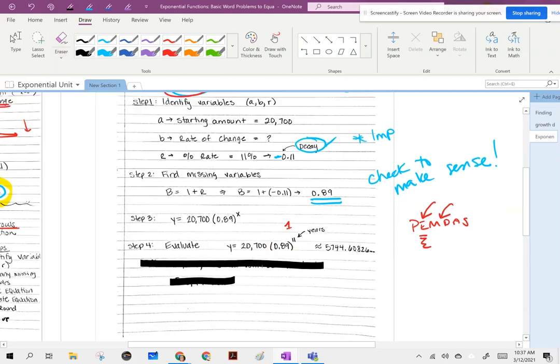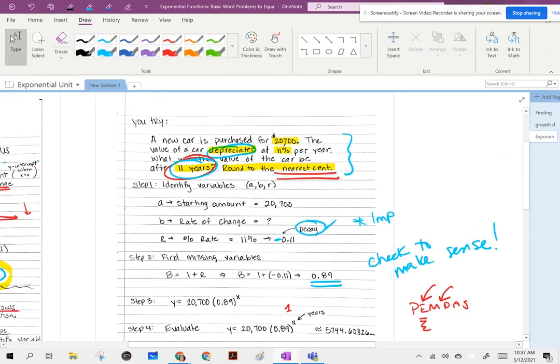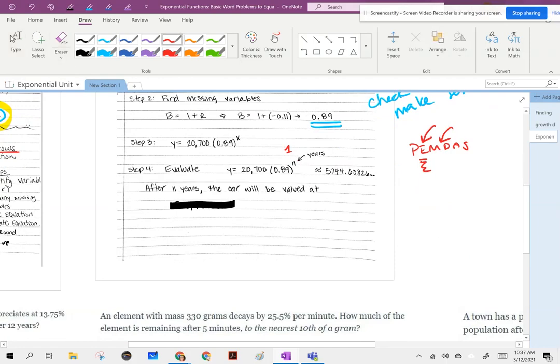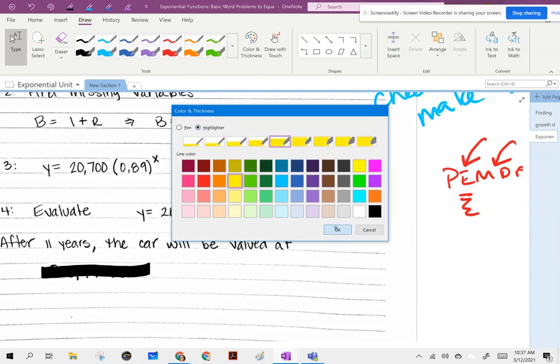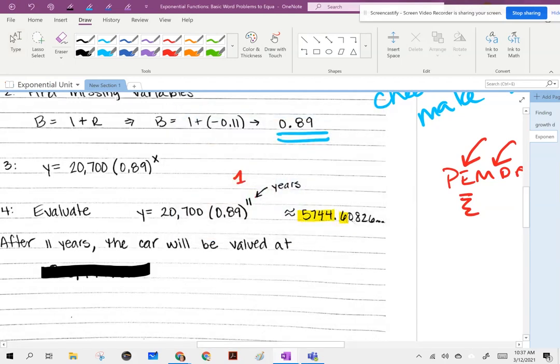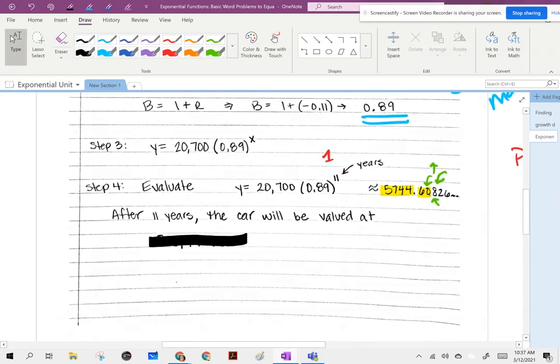And then what we're going to do, again, is round to the nearest cent. So instead of a whole number, we are going to round to the nearest cent. Let me just zoom in real quick. We know that that's our dollar amount. We know we need to go to 60 cents, but we have to look at one over from where we need to be. That 8 is going to tell this 0 to go up. So the proper way to phrase this now: after 11 years, the car will be valued at $5,744.61.